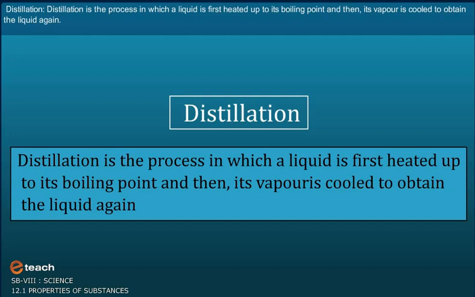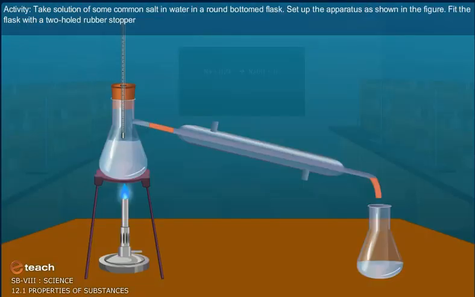Distillation. Distillation is the process in which a liquid is first heated up to its boiling point and then its vapor is cooled down to obtain the liquid again. Activity. Take the solution of some common salt in water in a round-bottomed flask. Set up the apparatus as shown in the figure. Fit the flask with a 2-holed rubber stopper.